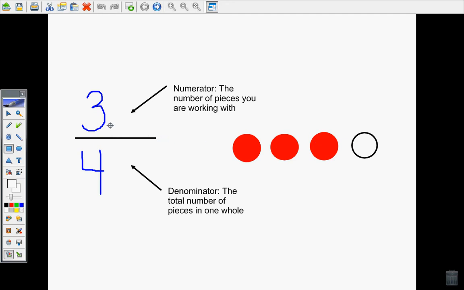The top number is called the numerator. The numerator is the number of pieces that you are working with, or the number of pieces that are shaded in. So in my picture again, with this whole thing being one whole set of circles, there are 1, 2, 3 that are colored in. So 3 is my numerator. Altogether, my fraction would be 3/4 because 3 out of a total of 4 pieces are colored in.